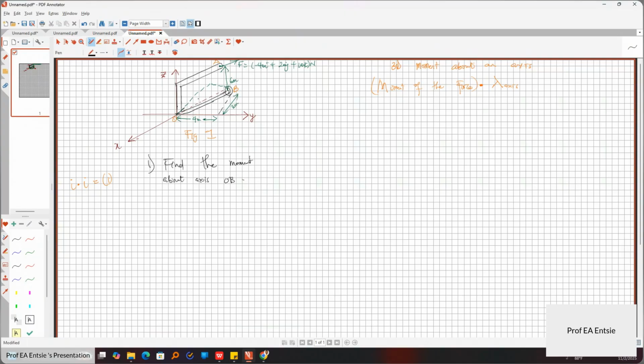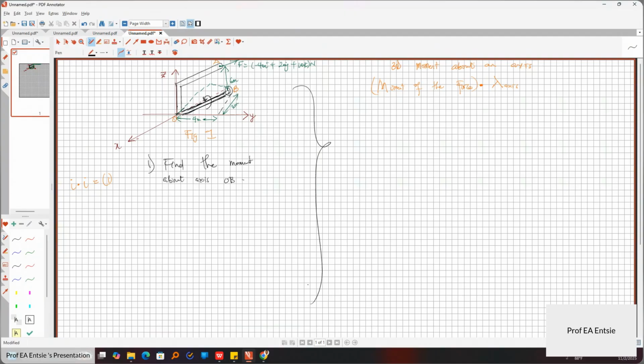Where is the axis OB? This is the axis OB. We want to find the moment about this axis. This axis here, OB. You can see that, right? Yes. We want to find the moment about it. Alright, so now let's quickly find the moment of a force.